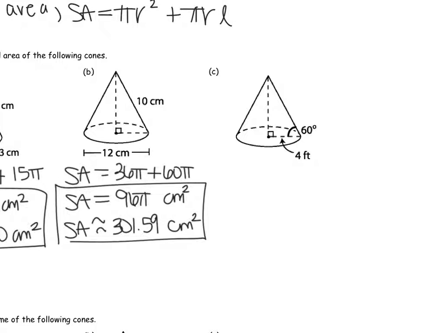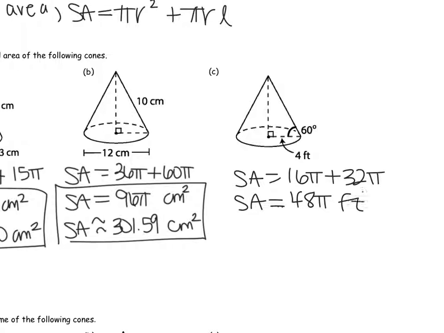In our last cone, we had a base area of 16 pi, plus our lateral area of 32 pi, giving us a total surface area of 48 pi feet squared, which as a decimal is about 150.80 feet squared.